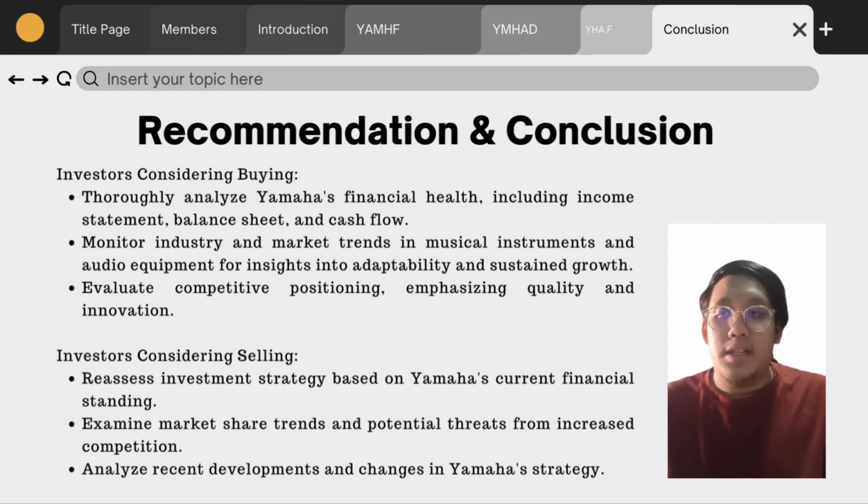For the conclusion, Yamaha presents an attractive investment opportunity, but careful consideration is essential. Emphasize its competitive position, reputation for quality and innovation. They have monitored industry trends and valuation, and adopted a long-term perspective for effective decision making in the dynamic financial market landscape. Whether they are buying or selling, continuous monitoring and a diversified portfolio approach are crucial for alignment with evolving market conditions.